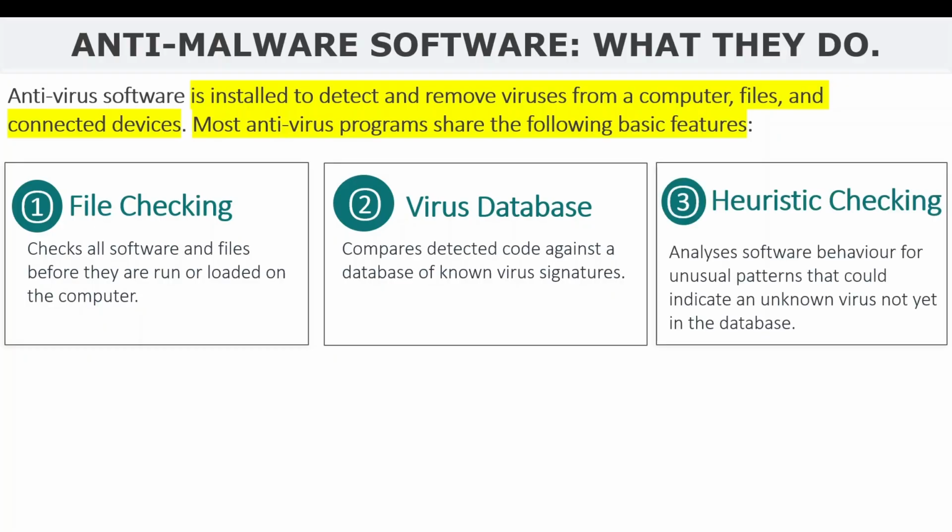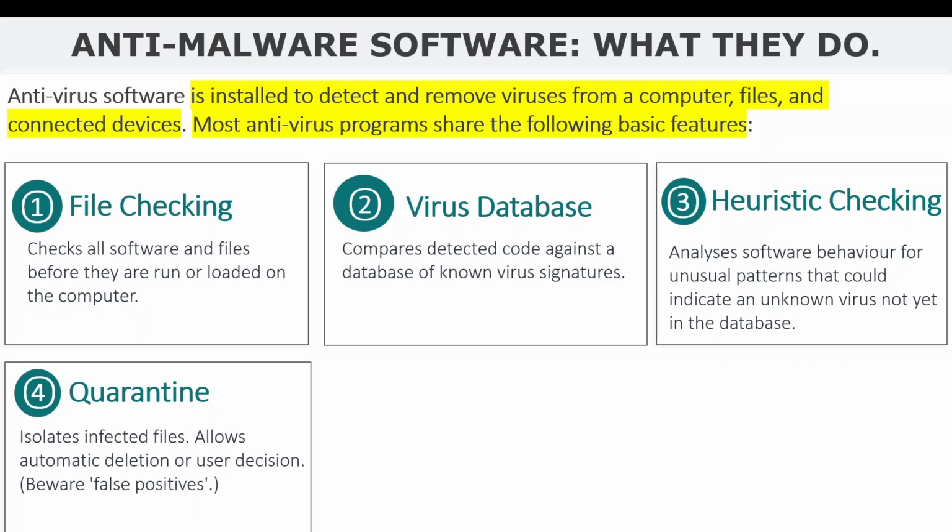Now, again, we have heuristic checking. Most antivirus software uses what is referred to as a virus signature, but in the case of a heuristic check, it analyzes the behavior of software. If the software is behaving in an unusual pattern, then it could indicate that it has a virus which has not yet been detected or seen in its database. That is what is meant by heuristic checking.